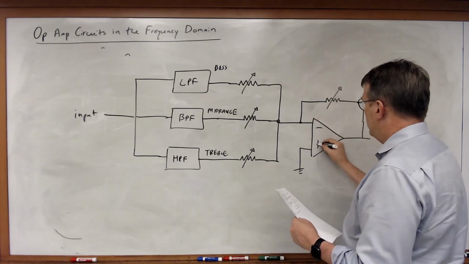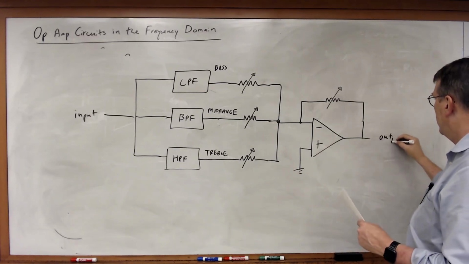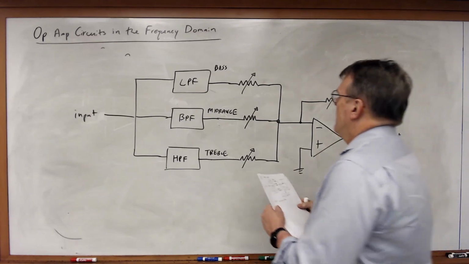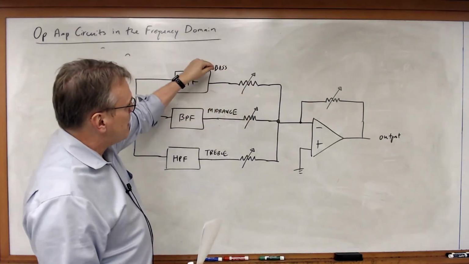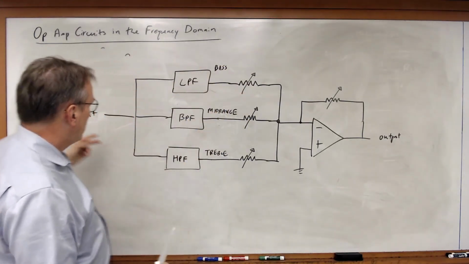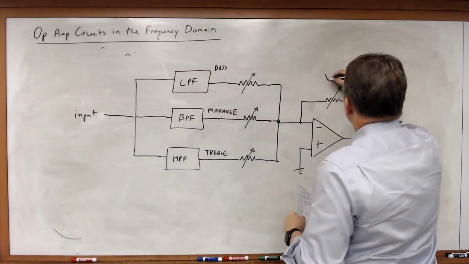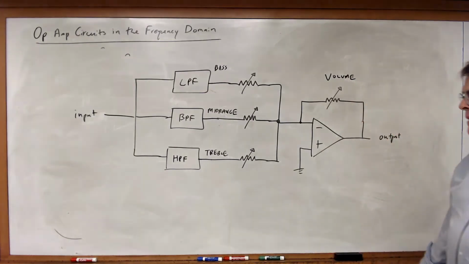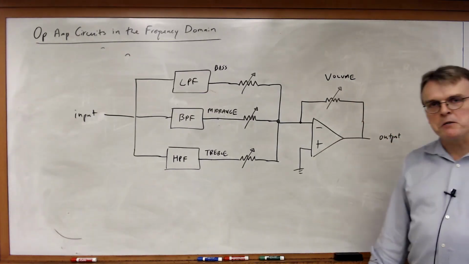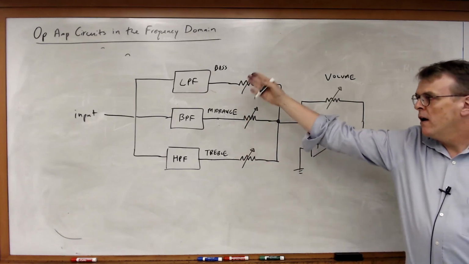So now I've got an inverting summing amplifier. Here's my input, here's my output. This is my 3 controls that adjust the amount of bass, mid-range, and treble for my music that's coming through. And then I have an amplifier with a volume control. And then I feed that output into my speaker system. So what do I have here? I have a stereo amplifier with an equalizer.